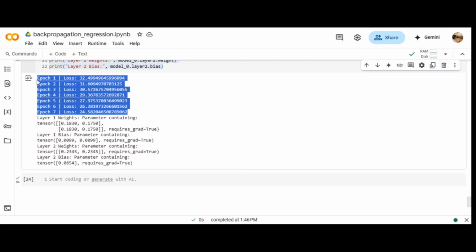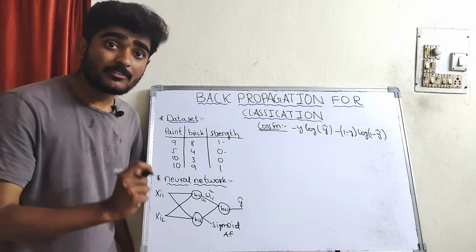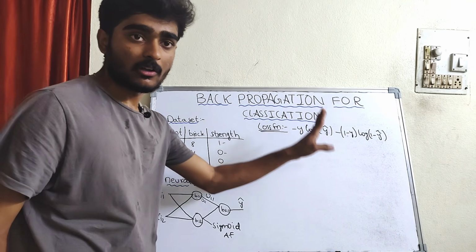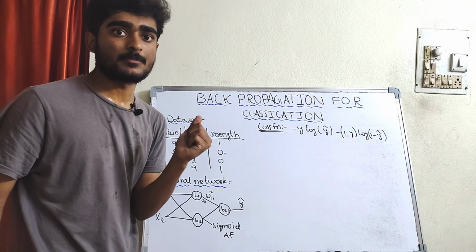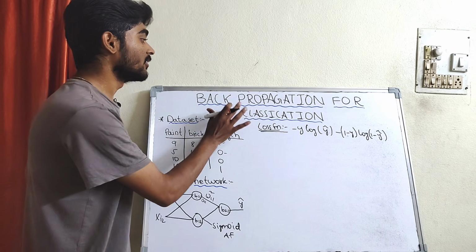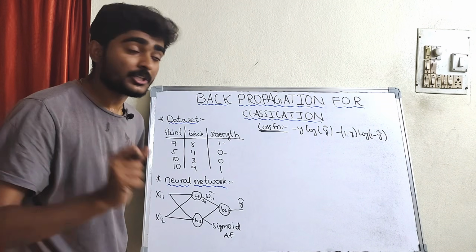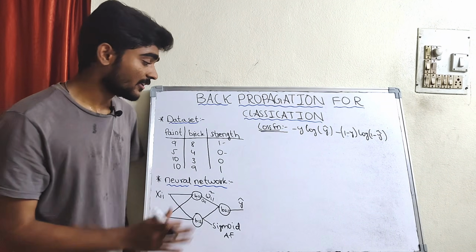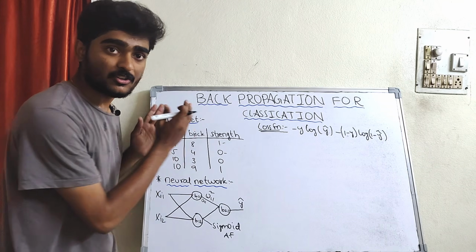In the next section of the video, we'll be taking a classification dataset and applying the backpropagation algorithm to it. In the previous part of the video, we successfully built the code from scratch for the backpropagation algorithm for a regression problem. Now, in this part, we'll be building the code from scratch for backpropagation for a classification problem. The first necessary change I have made is with respect to the dataset.